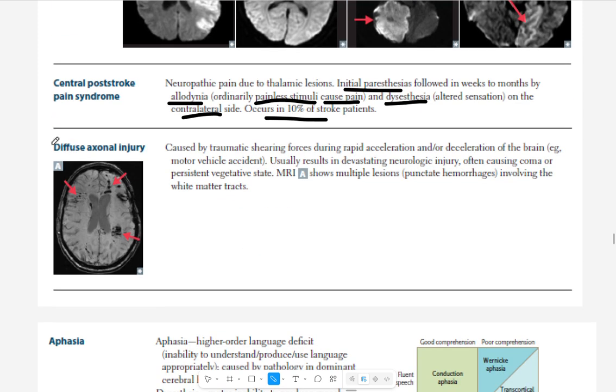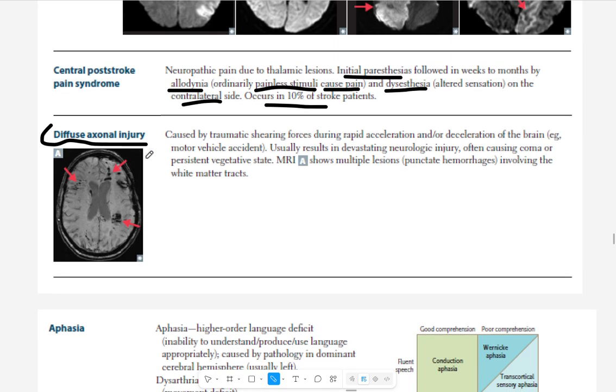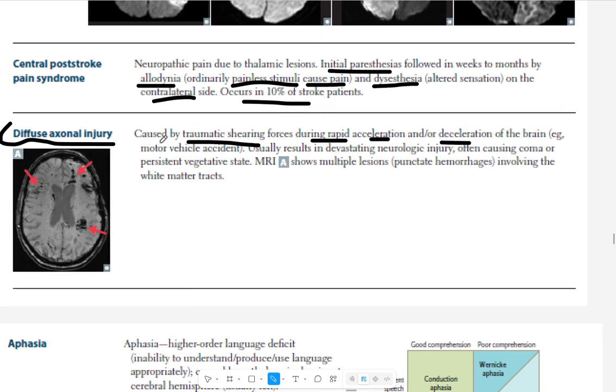Now we have something called diffuse axonal injury. This is not really a stroke. It's caused by rapid acceleration and deceleration injury, like a high-speed motor vehicle accident. So there are traumatic shearing forces during rapid acceleration or deceleration, right? Like a sudden brake in a motor vehicle accident, it usually results in devastating neurological injuries, often causing coma or persistent vegetative state. That's really sad, right? The shearing of axons in the white matter.